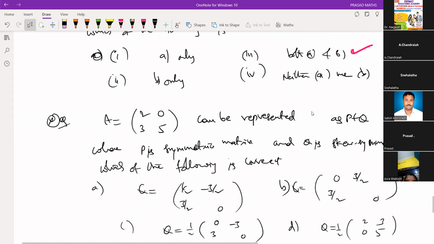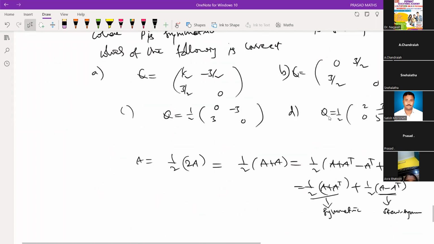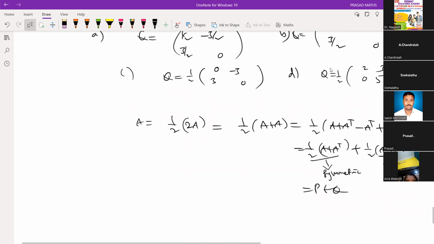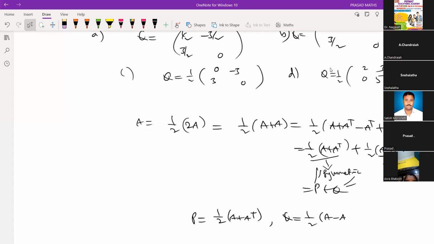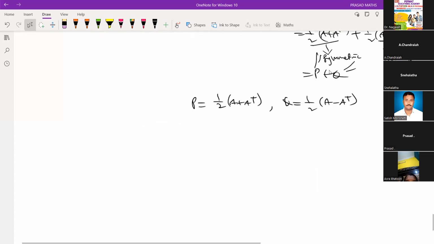So already in the problem, A is represented as P plus Q. By unique representation, P must be equal to half of A plus A transpose, and Q must be equal to half of A minus A transpose. You are required to find Q. What is Q? Half of A minus A transpose.